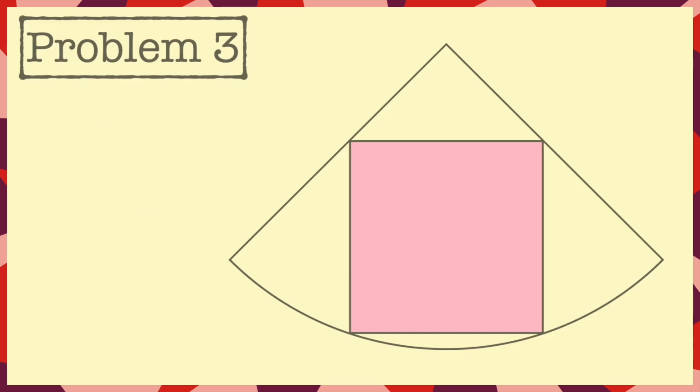Now for the final problem, and this one's quite a bit tougher than the last one. So now our square is inside a quarter circle, still with radius 1. What's the area of it this time? Go ahead and pause the video and I'll explain the solution in a moment.